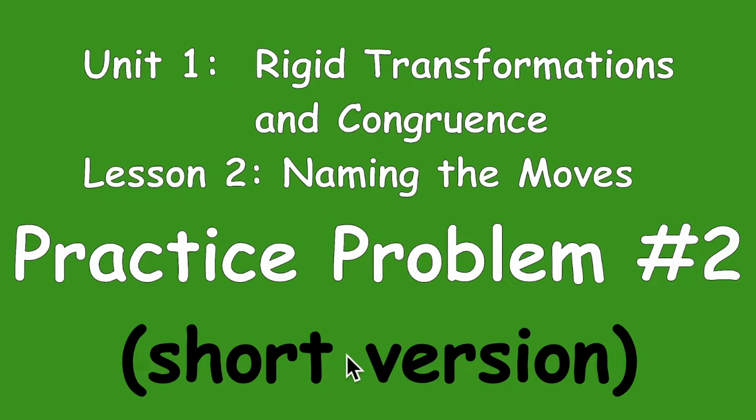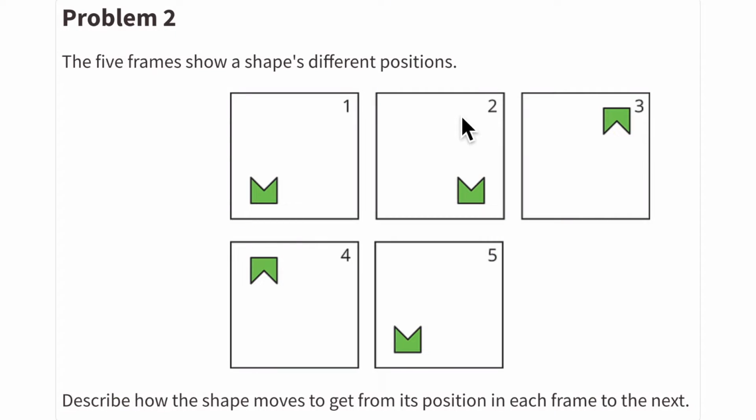This is the short version of practice problem number 2 from lesson 2, naming the moves, and unit 1, rigid transformations and congruence. In this problem, there are 5 frames that show a shape's move to different positions. And when you describe the shape in the beginning, you're going to call it a figure. So this is the figure, and this is the image of figure 1 after its move.